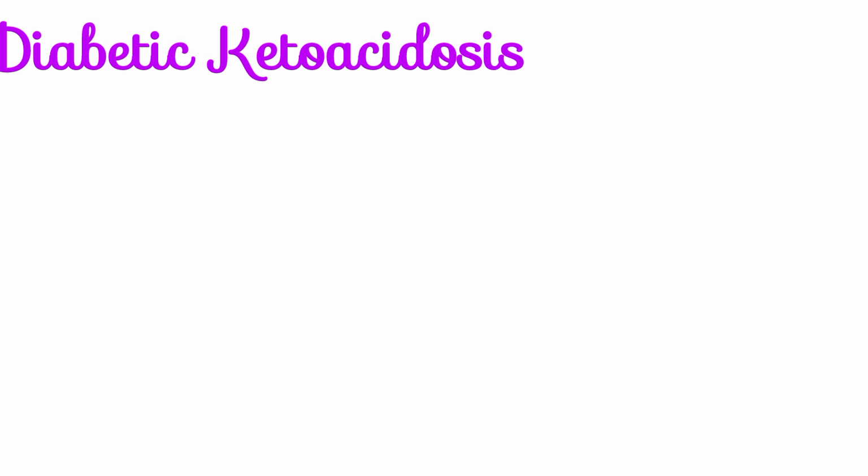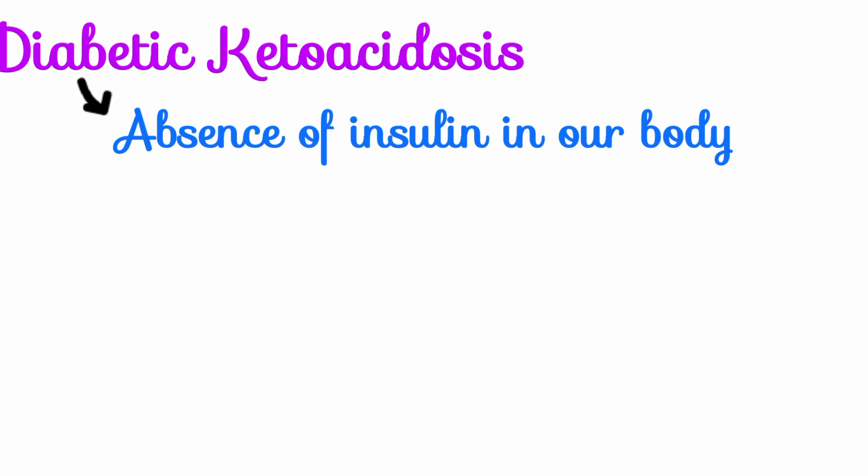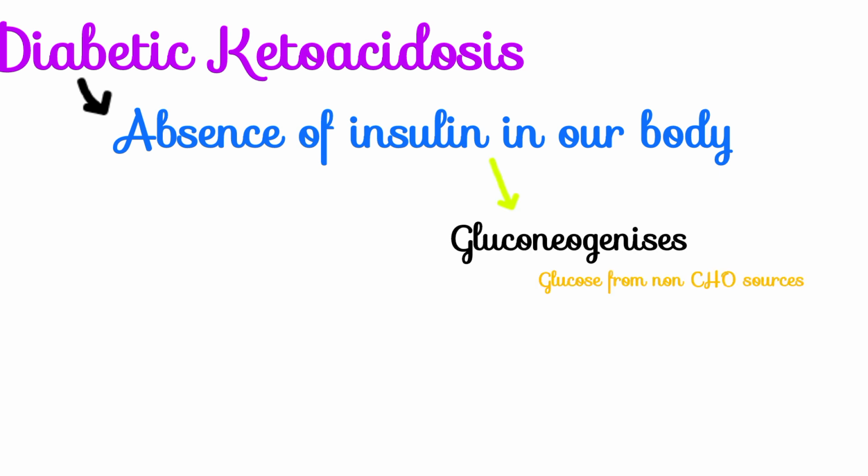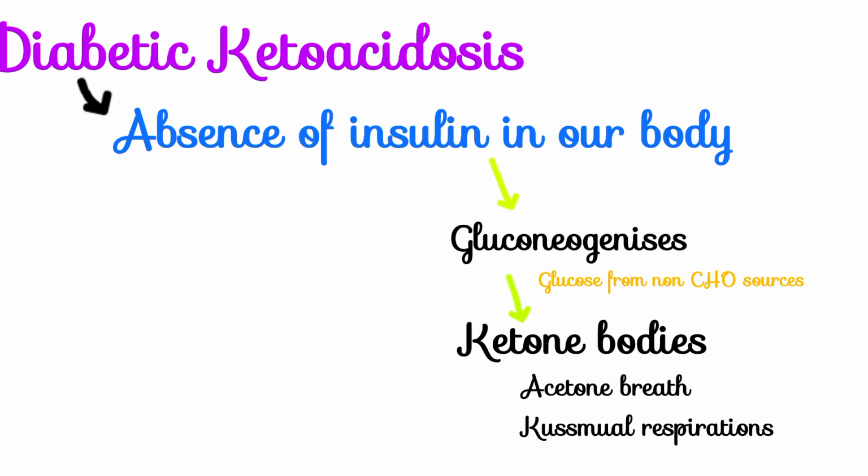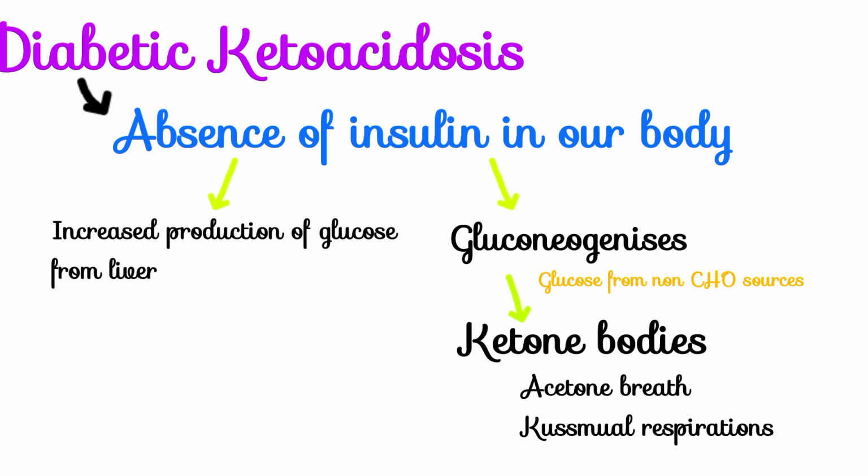Next, diabetic ketoacidosis. It is caused by absence of insulin in our body. This absence of insulin can lead to gluconeogenesis, which means the production and release of glucose from non-carbohydrate sources such as fat and protein. The end product of this fat and protein breakdown is ketone bodies. These ketone bodies accumulate in our blood. This leads to acetone breath and Kussmaul breathing. On the other side, the lack of insulin increases the production of glucose in our liver. This leads to hyperglycemia, which can lead to polyuria.